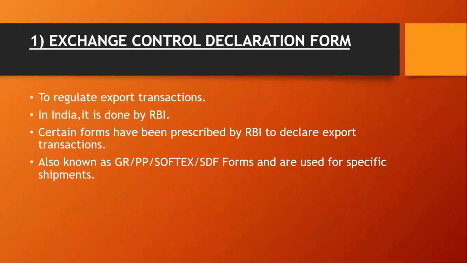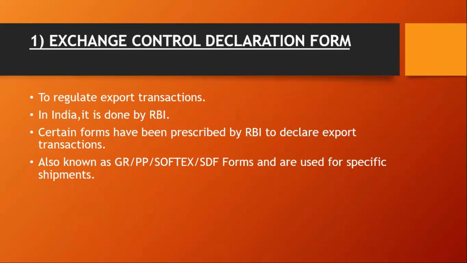In India, it is done by the Reserve Bank of India, that is the Central Bank. Certain forms have been prescribed by RBI to declare the export transactions. These forms are known as GR, PP, Softex, and SDF forms, and are used for specific shipments. The exporter has to choose the appropriate form as per the declaration required.